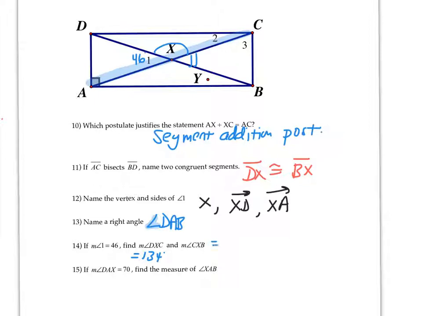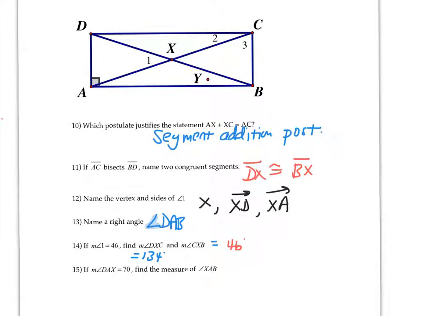So the measure of angle CXB, well, if we know that this is 134, this would also have to be 46, because again, those two angles form a straight line going this way. So they have to have a sum of 180 for their angle measures. And we also talked about this idea of vertical angles in class already. So these two angles are vertical angles, so they're congruent. But again, we'll get to that theorem officially later on.